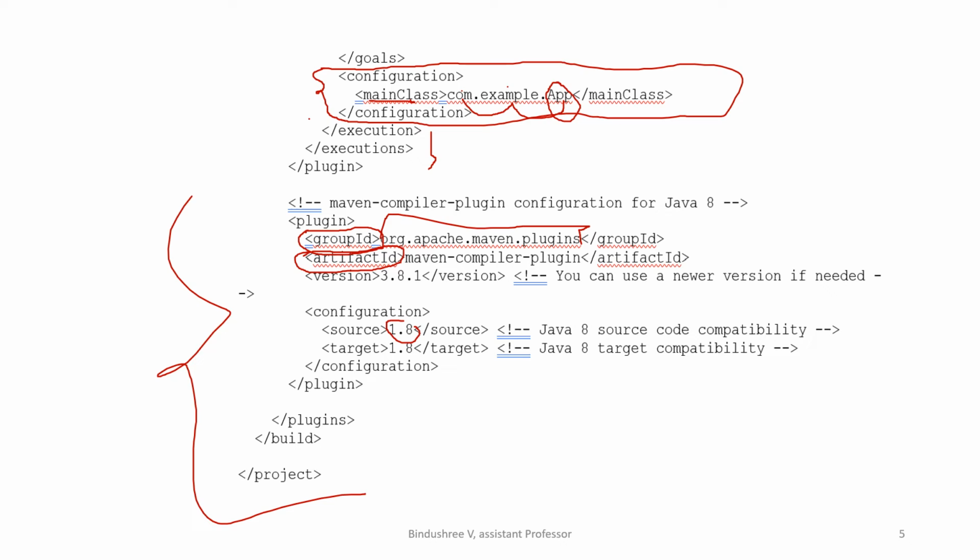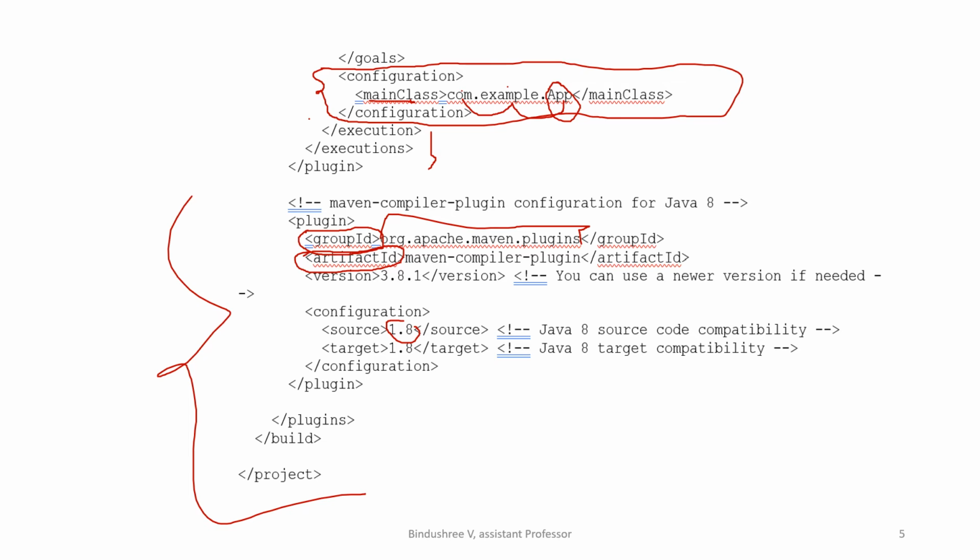So the source specifies the version of the Java source code. This indicates which version of the Java features the compiler should expect to be used in the code. And the target specifies the version of the Java bytecode to generate. The bytecode will be compatible with the specified version. That's what I repeat.